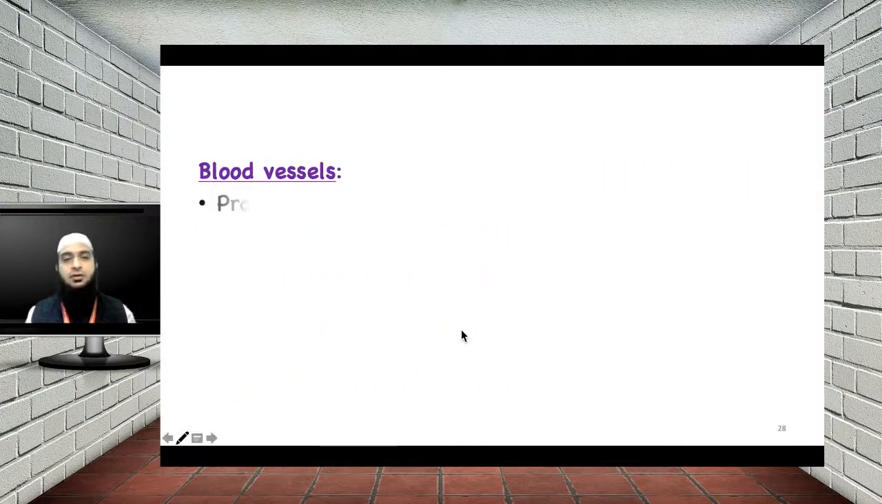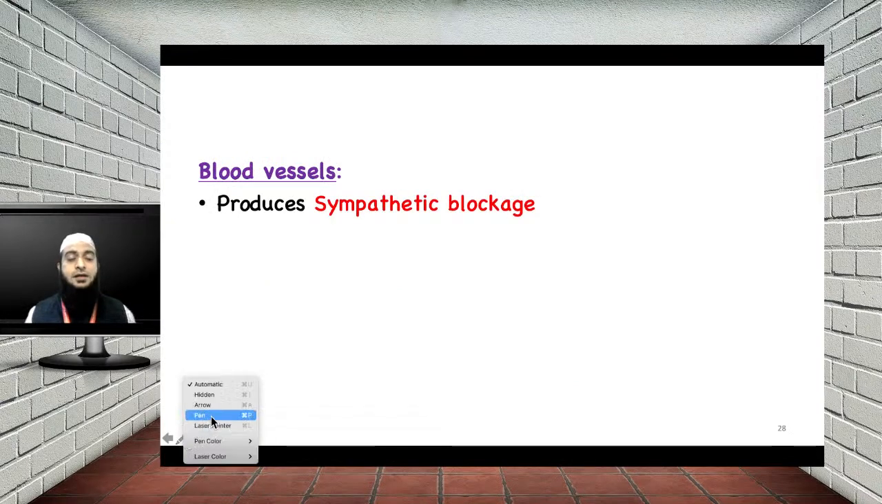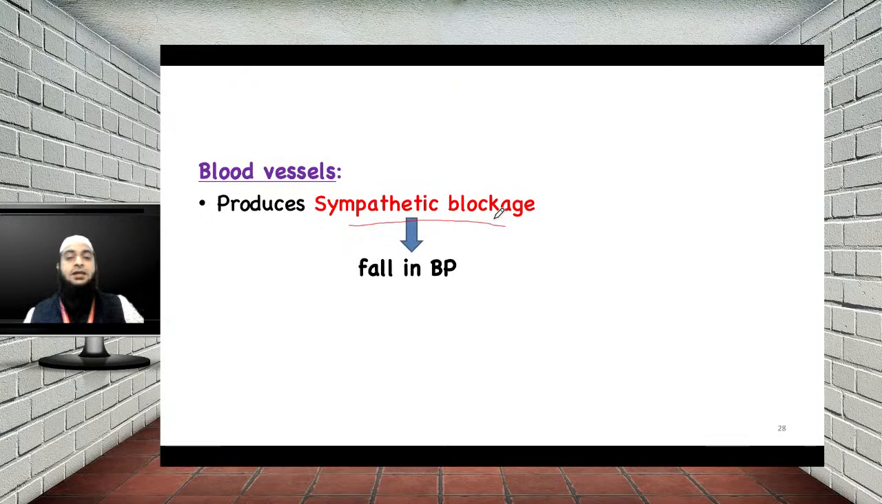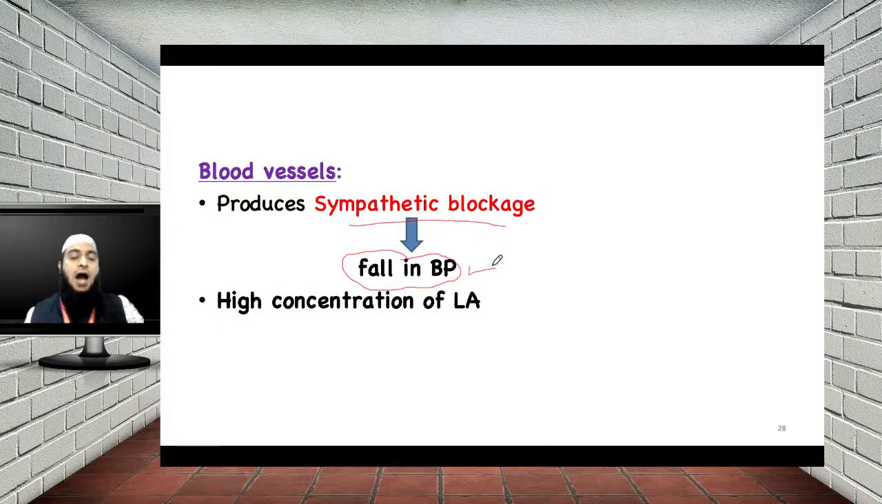Let's see what the action is on the blood vessels. Obviously, when the drug goes into the blood circulation, it also comes in contact with the blood vessels. On the blood vessel, it produces a sympathetic blockage, and due to the sympathetic blockage, the blood vessels dilate and there is a fall in blood pressure. This is the effect when the drug goes into systemic circulation only.